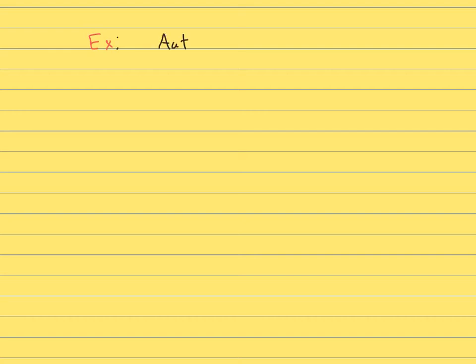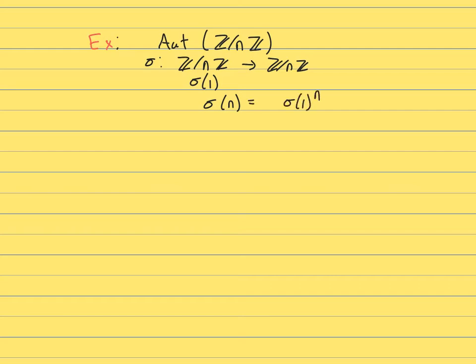Let's consider the automorphism group of Z mod NZ. So what are you looking for? You're looking for an isomorphism from Z mod NZ to itself. And of course, any homomorphism from Z mod NZ to itself is determined by what it does to 1. What do I mean by this? Because then sigma of n is really just the nth power of sigma of 1.